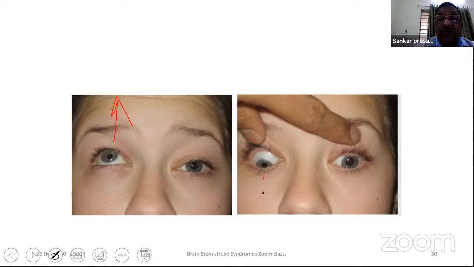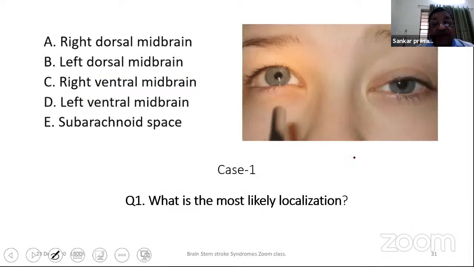And you ask her to look down, the right eye is moving down, but the left eye is not moving at all, and the pupil is dilated. So here the eye movements are totally restricted on the left eye. So where is the most likely localization? The eye movements are in the midbrain. That's of course true, it's in the midbrain.